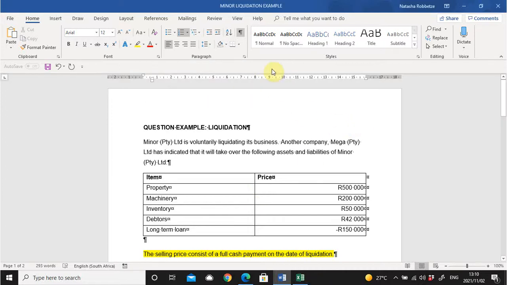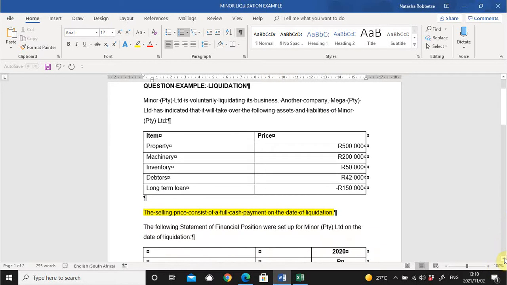We are on our first example of liquidation and the accounts that need to be done for the liquidation process. This question is called Minor and Mega. Minor is a company that is voluntarily liquidating its business, and this other company called Mega is now taking over some of the assets and the liabilities of Minor Pty Limited. They've given us a summary of how the purchase price is made up.